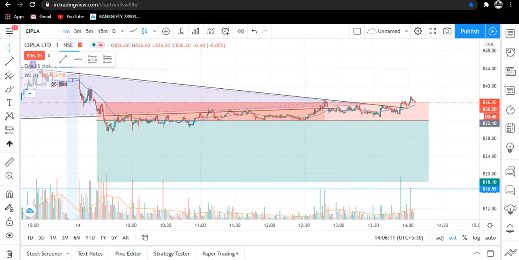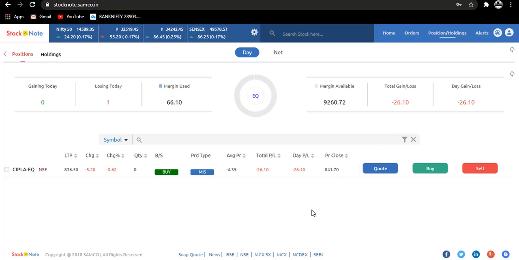Let me show you it on the terminal on which I trade. So here you can see, and it's showing our loss of 26 rupees today, no problem, totally accepted. And you can see only one trade, that is of Cipla. Now zero quantity because we exited the trade and all done.